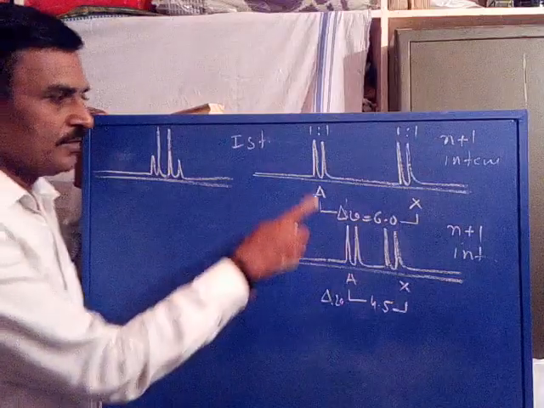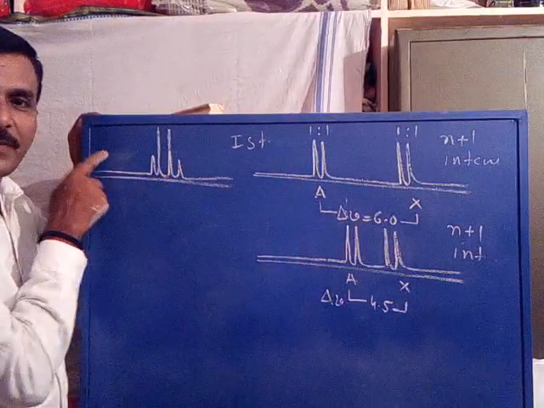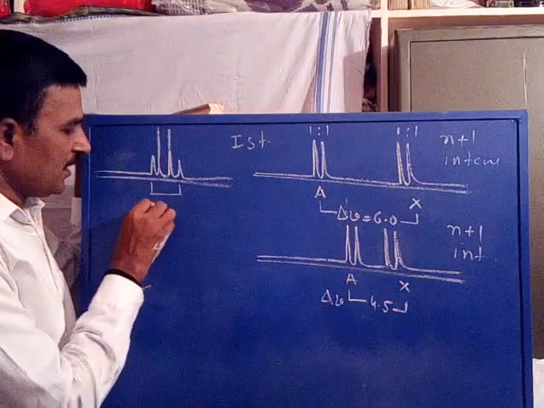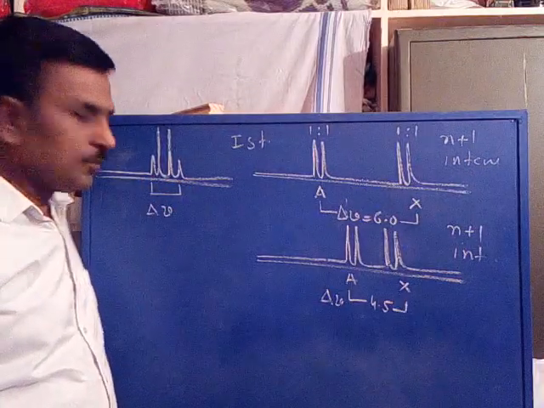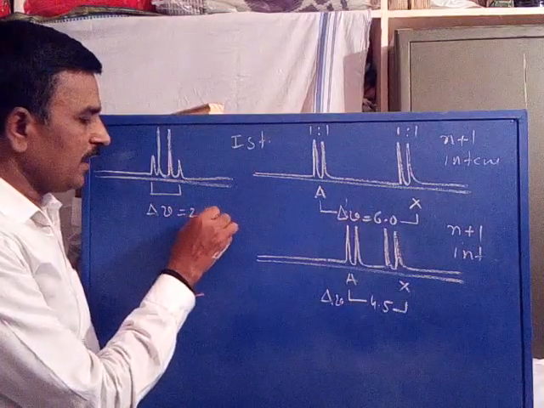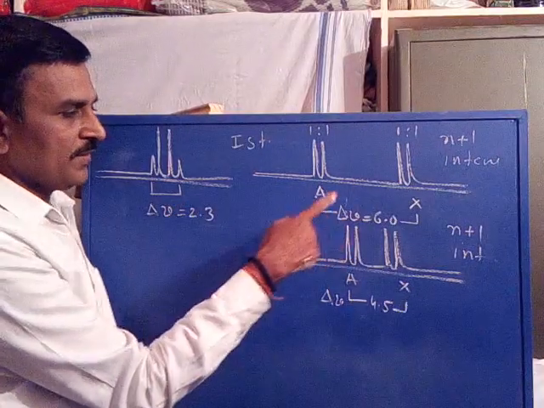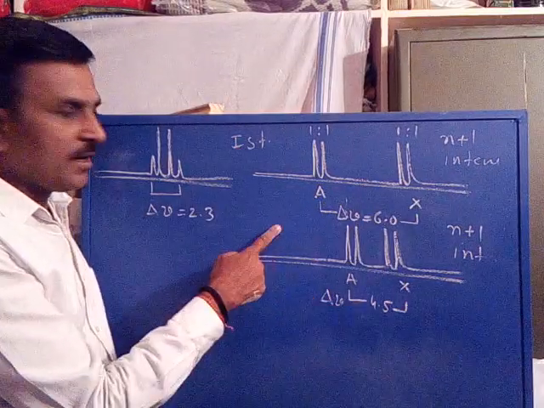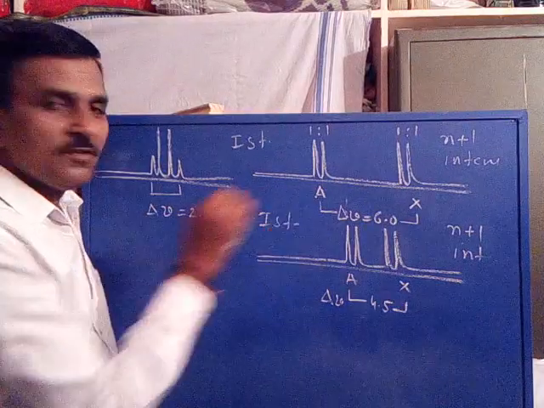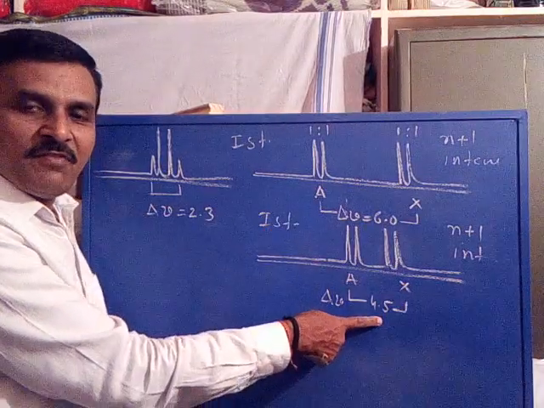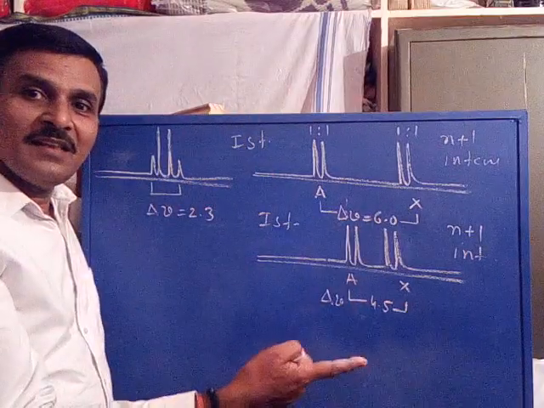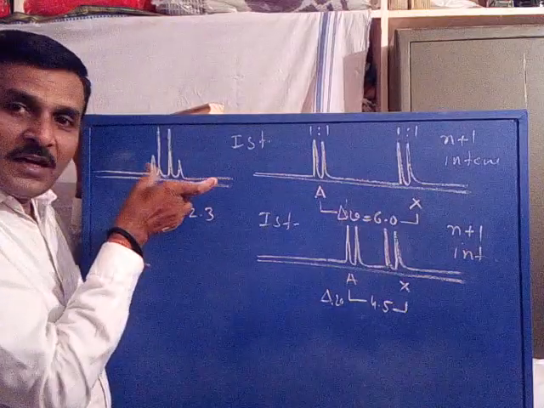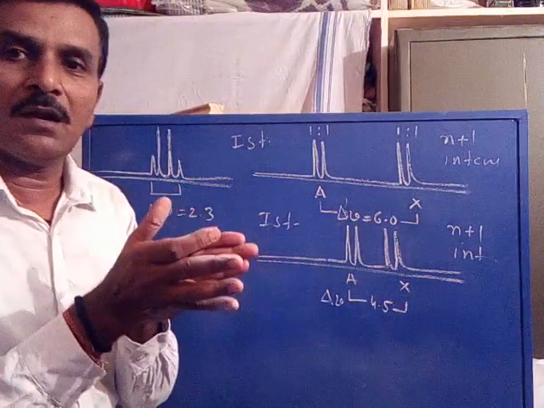Now you observe the difference between 1, 2, 3. This is the third spectrum, where the frequency difference, delta nu, is equal to 2.3 Hertz. If the frequency difference is large, it is first order, and this is also a first order spectrum, as the frequency difference is too large. Further decreasing the frequency difference from 4.5 to 2.3, what happens? The two signals come even closer to each other.